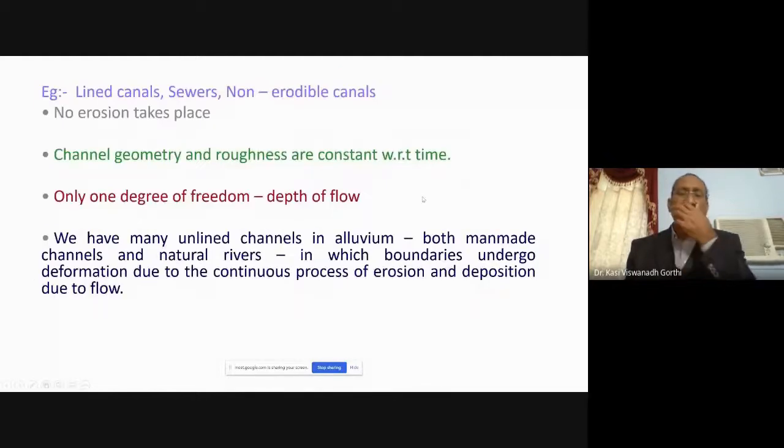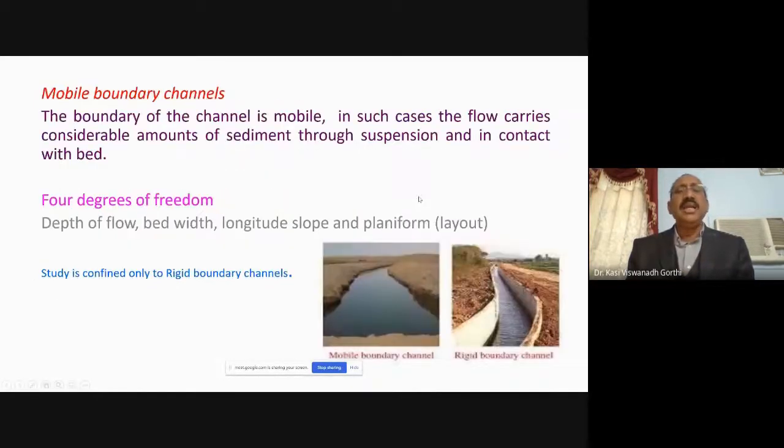If they are changing, then we say that it is a mobile boundary channel. The boundary of the channel is mobile. In such cases, the flow carries considerable amounts of sediment, silt through suspension and in contact with the bed. So in such case, there will be 4 degrees of freedom. Depth of flow may be changing, bed width also will change because after some time, the shape will be changing. Planiform may be changing, longitudinal changes. Everything, the layout will be changing.